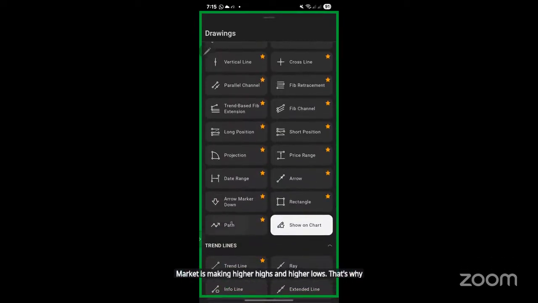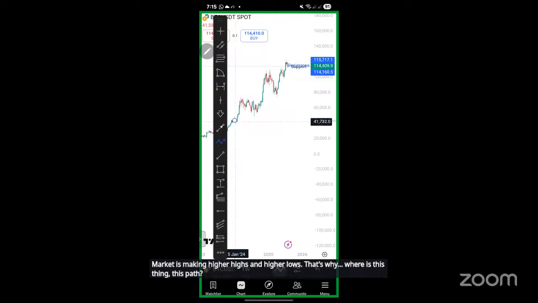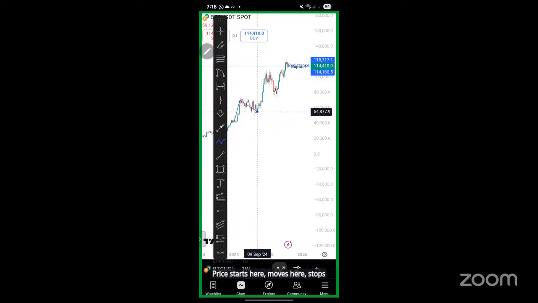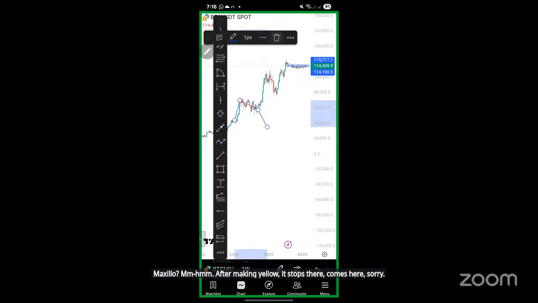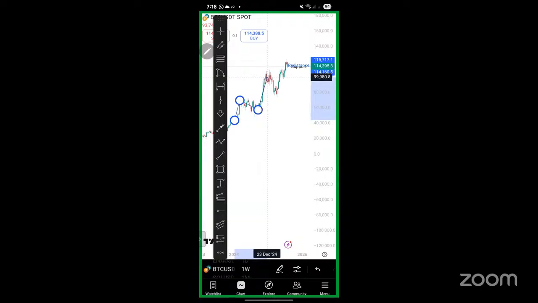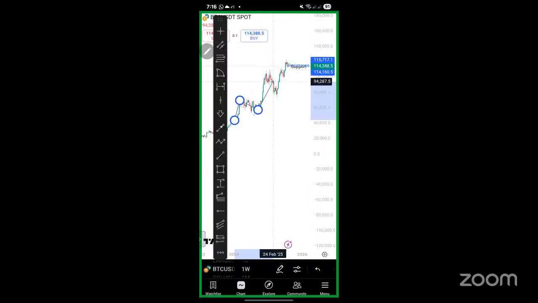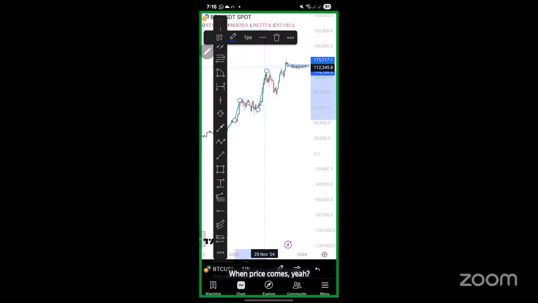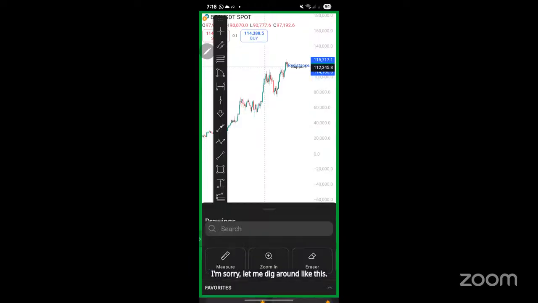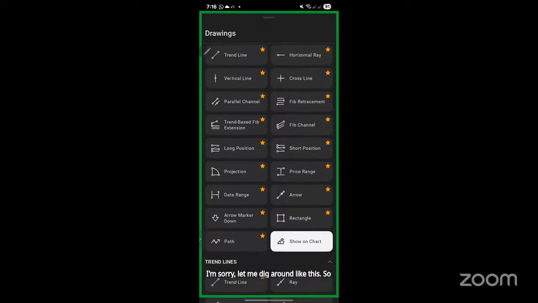That's why, where is this thing? This part. Price starts here, moves here, stops here, comes here, makes a low. After making a low here, it taps there, comes here. Sorry. Marks a high. This is a high. Then comes here. Then price comes here. It makes a high like this. You can see. Sorry, let me do it along like this. So price is moving like this.